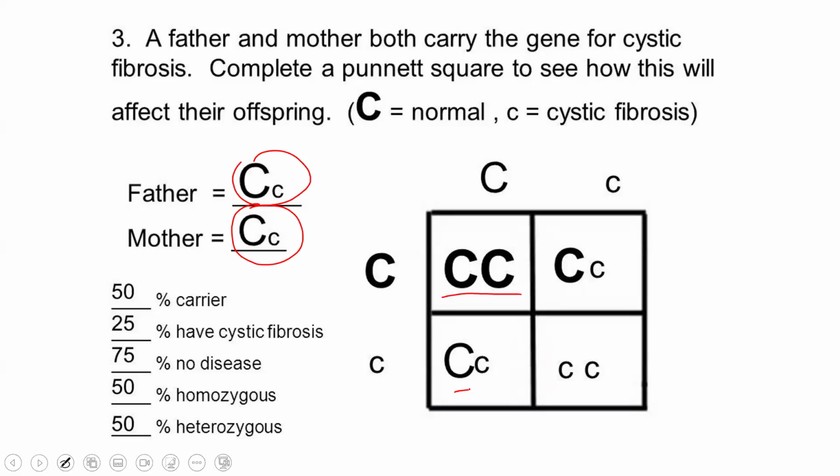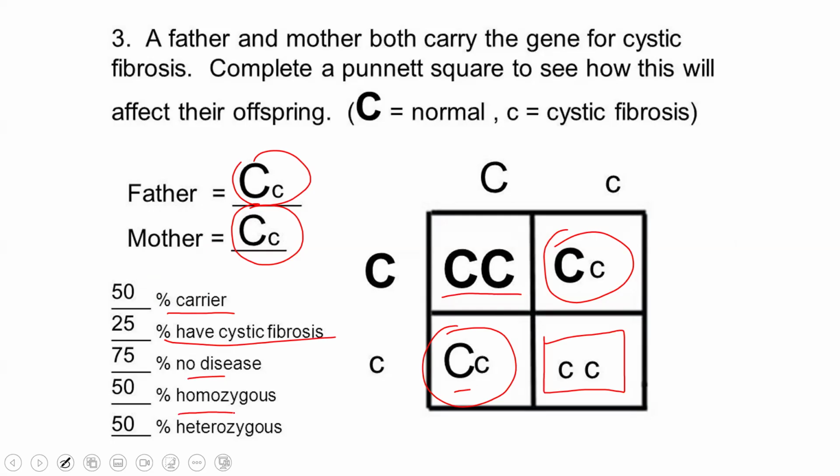Then the percentages, right? And you're just going to look out for what they are actually asking for. So a carrier means they haven't got the disease, but they have got the allele. So carrier, carrier, because it's 2 out of 4, 50%. Cystic fibrosis is recessive, and it needs to be recessive homozygous. That's that box there, 25%. No disease. Homozygous is then 2 of the same. Heterozygous is 2 different. Think about your percentages.